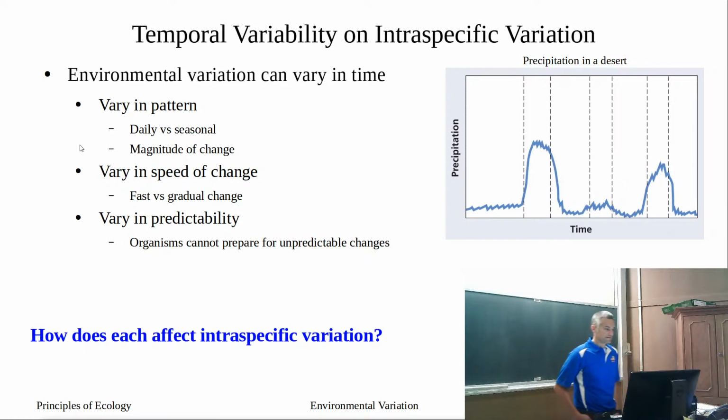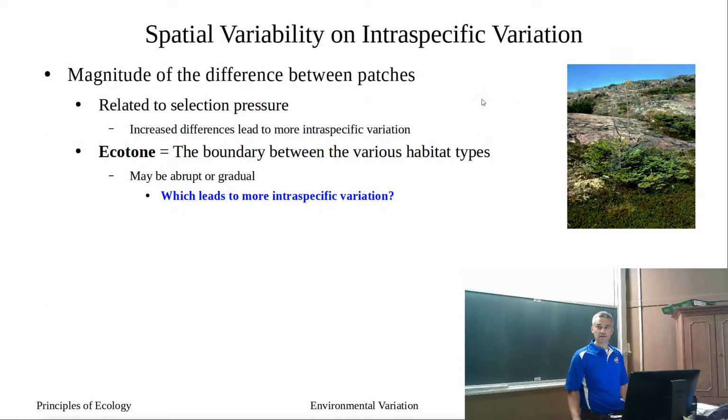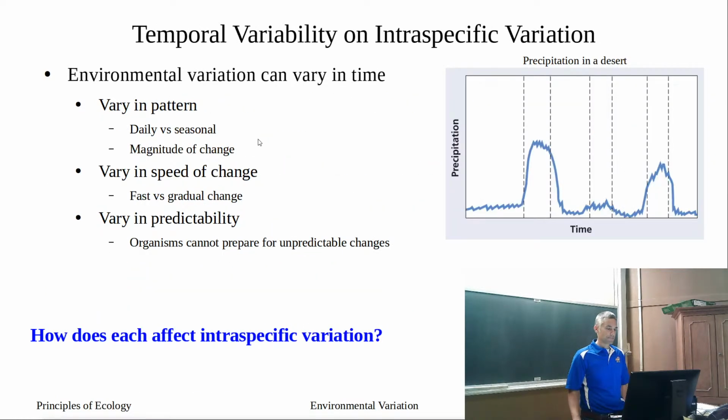Temporal variation. So our environmental variation can vary in time. So far, all of these, we've just talked about everything stationary. It stays the same. But we do know that it can vary in time. And we talk about pattern, speed, and predictability. Those are the main ones. So the pattern could be daily or seasonal, and it could be a large or a small change.